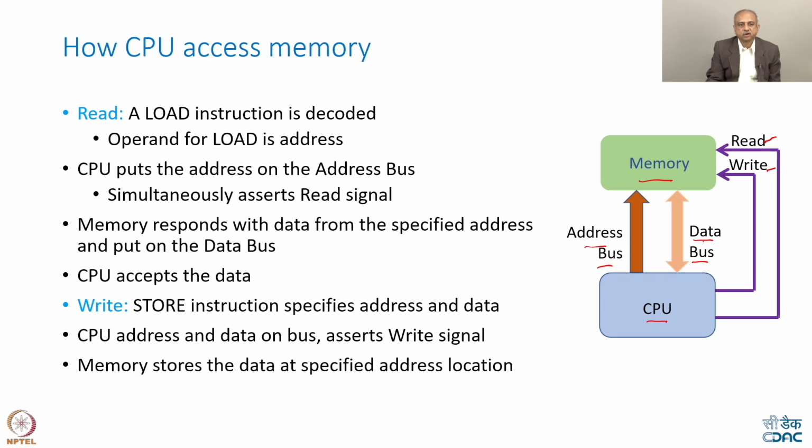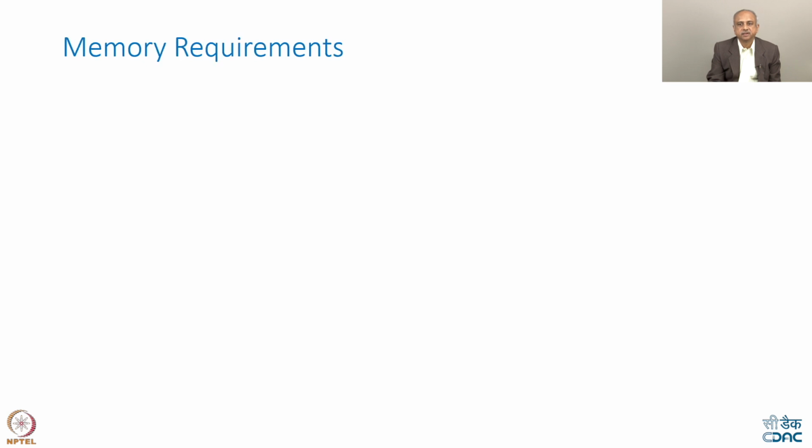Now, let us see what happens for a write. Write is initiated by a store instruction that the CPU receives. Along with the store instruction, the address and the data to be written are specified. As a result, the CPU puts the address on the address bus, puts the data on the data bus, and the memory accepts that data and stores it at the location specified by the address. So, these are the 2 basic cycles that the CPU performs on memory.